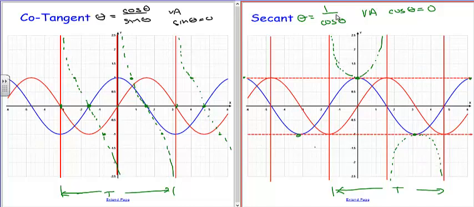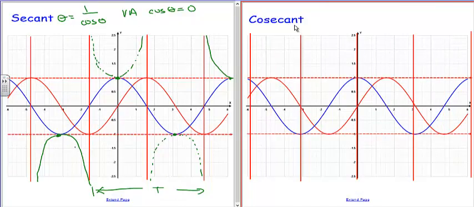There are no values of theta where this goes to 0, so we never cross the x-axis. We actually never go between these lines, and they just alternate back and forth: above, below, above, below. And so the cosecant is very similar to the secant, just like the sine is very similar to the cosine.